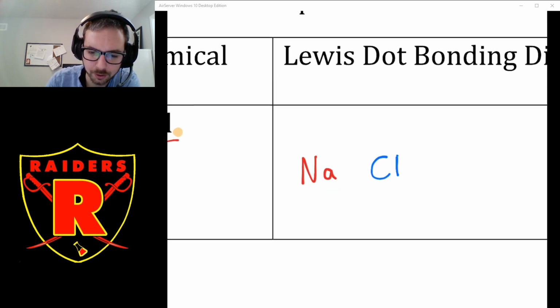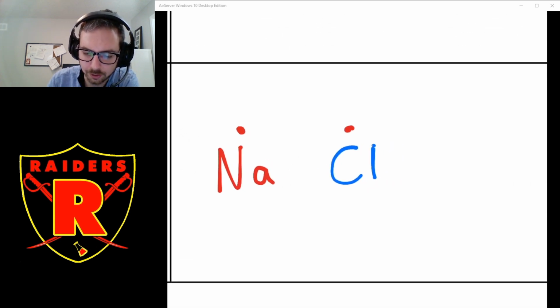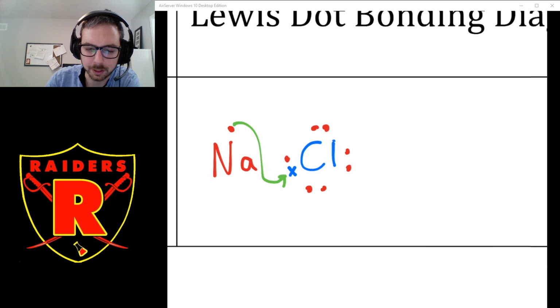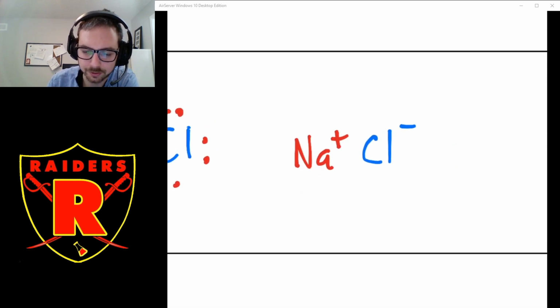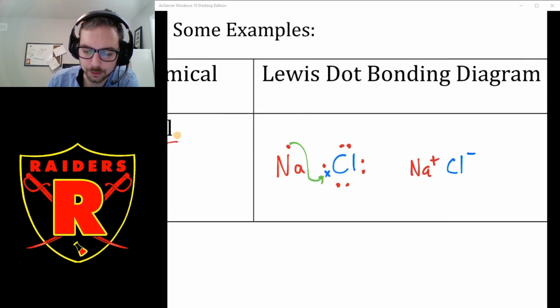Sodium has one valence electron because it's in group 1. And chlorine has 7 valence electrons because it's in group 17. And we're going to get an exchange happening right here. And we're going to end up with sodium becoming a positively charged ion and chlorine becoming a negatively charged ion. And then collectively, these two are going to attract each other, and then they're going to become sodium chloride.